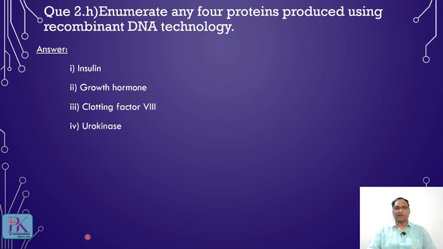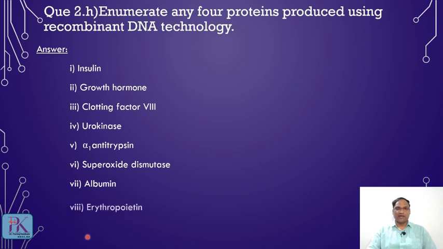Urokinase, you know the use of urokinase, for the lysis of the clot. Alpha 1 antitrypsin for the treatment of emphysema. Superoxide dismutase to reduce oxidative stress. Albumin for the treatment of hypoalbuminemia. Erythropoietin in the treatment of chronic kidney diseases. Calcitonin and ACTH. So these are the proteins which are produced using recombinant DNA technology.